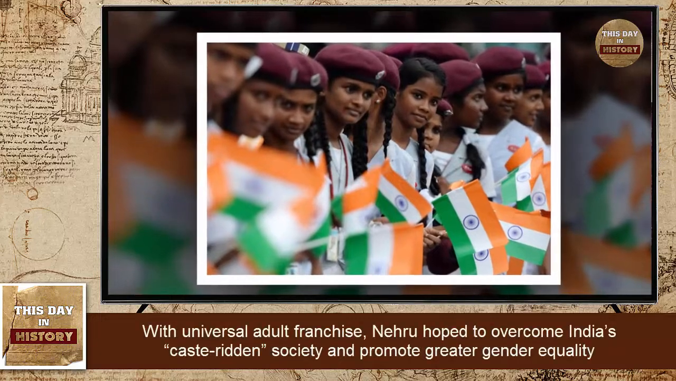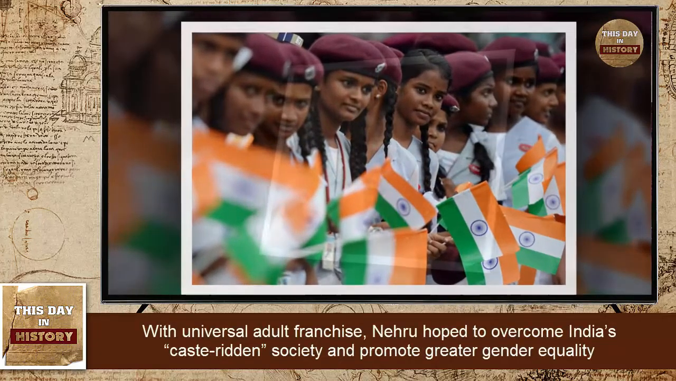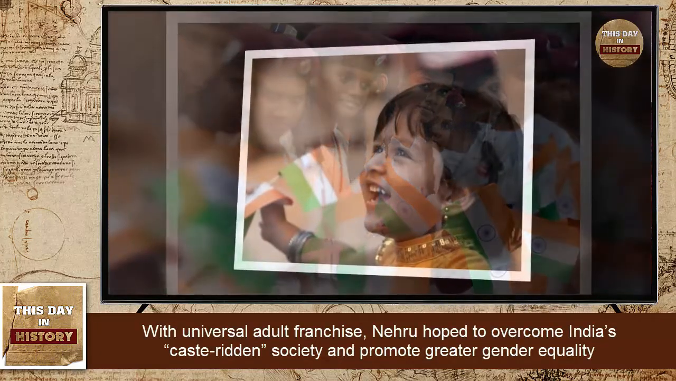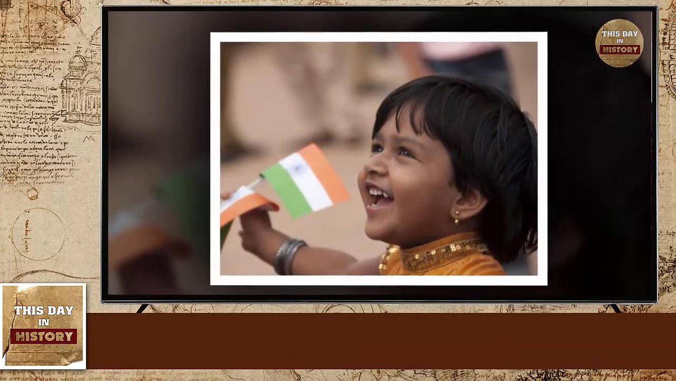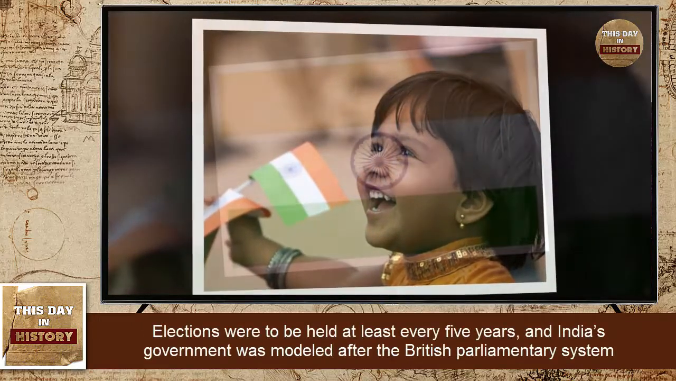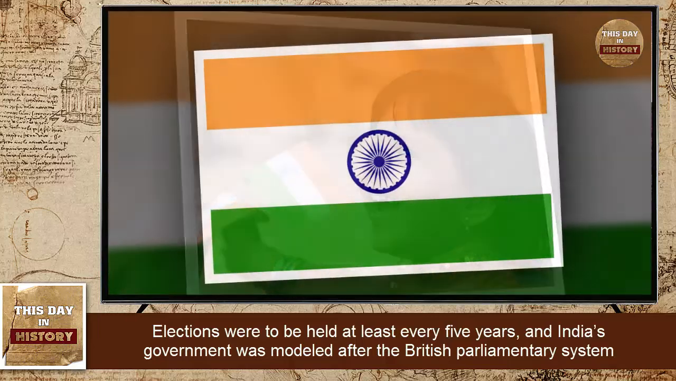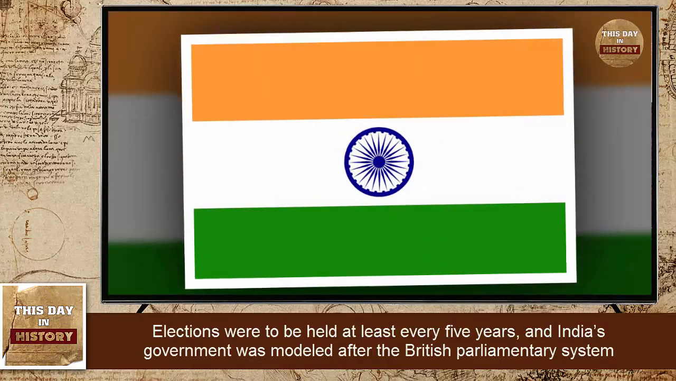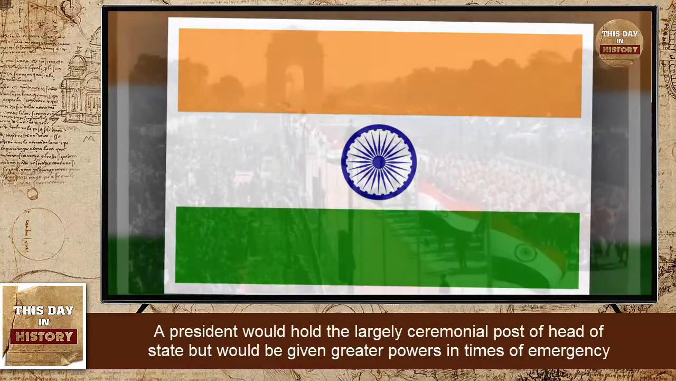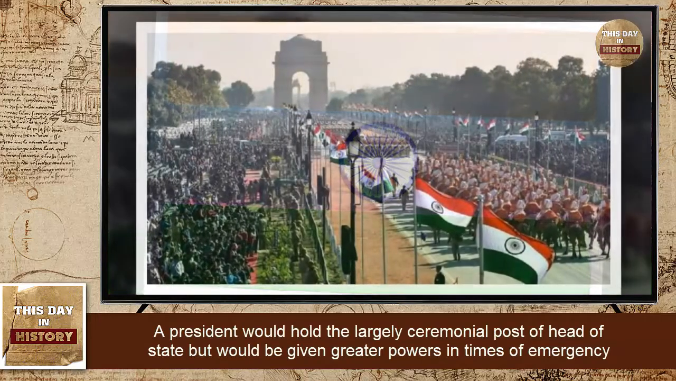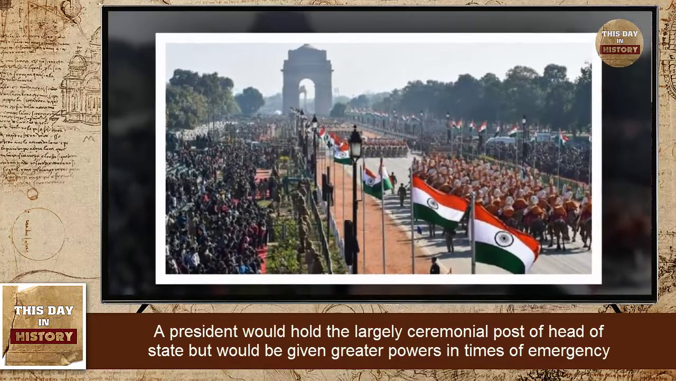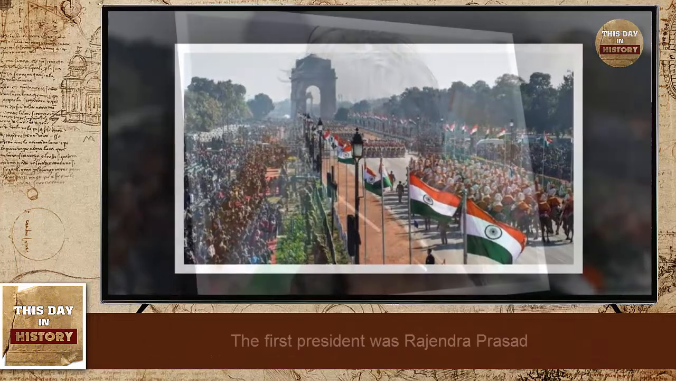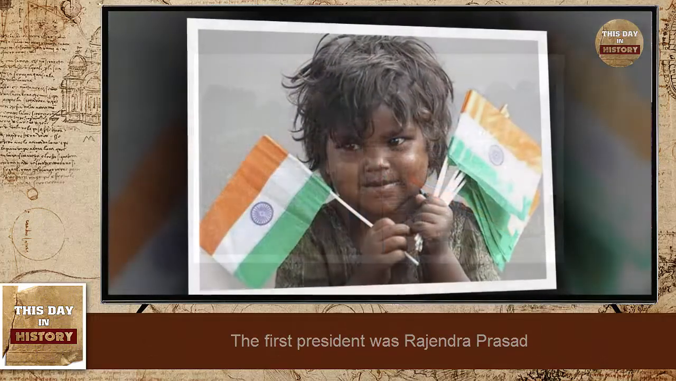With universal adult franchise, Nehru hoped to overcome India's caste-ridden society and promote greater gender equality. Elections were to be held at least every 5 years, and India's government was modelled after the British parliamentary system. A president would hold the largely ceremonial post of head of state but would be given greater powers in times of emergency. The first president was Rajendra Prasad.